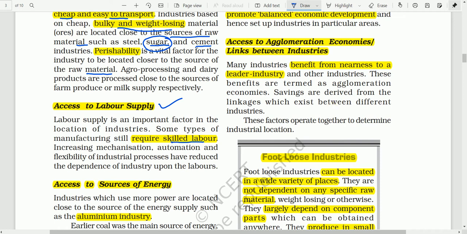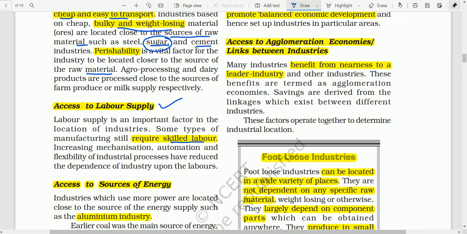However, increasing mechanization, then automation, and the flexibility of industrial processes have reduced the dependence of industry upon labor. Now, some of the large-scale manufacturing is automated. They are highly mechanized. Automation is there, robotics are used. Then for designing certain products also, computers, artificial intelligence, all these are used.